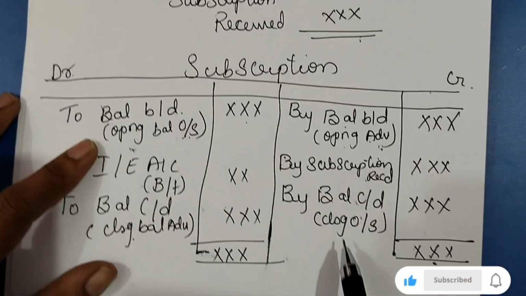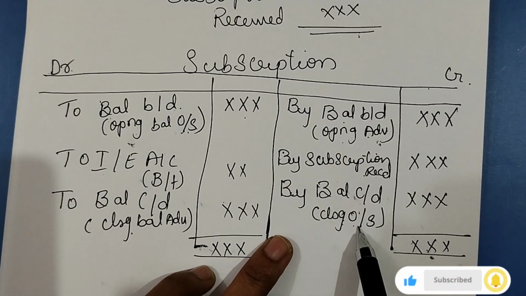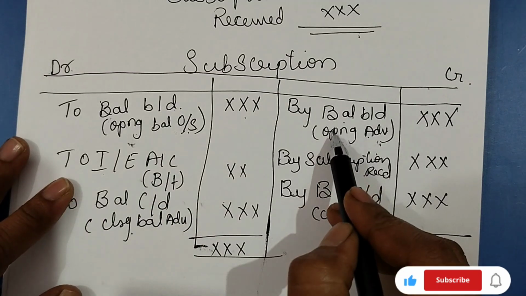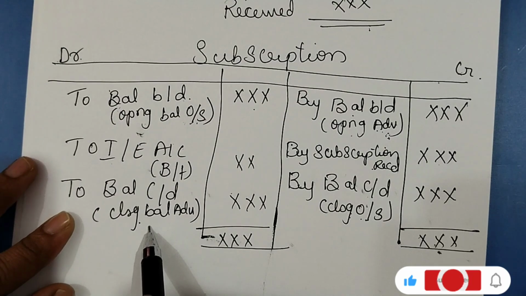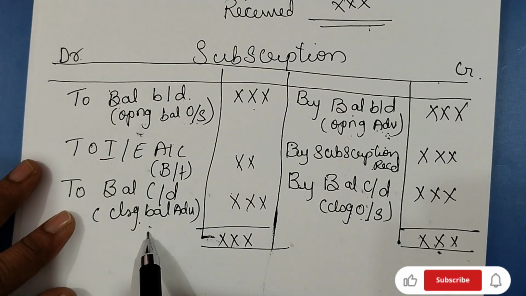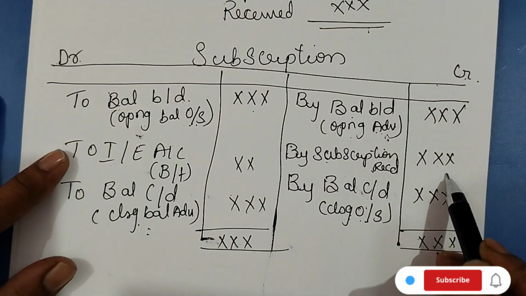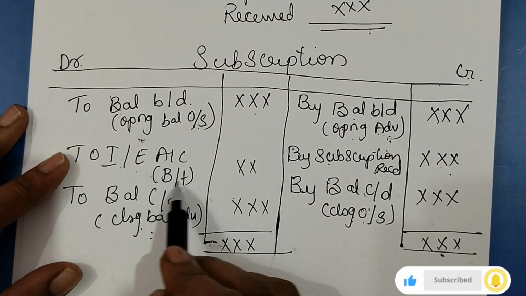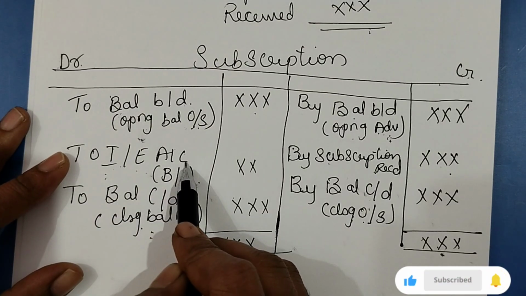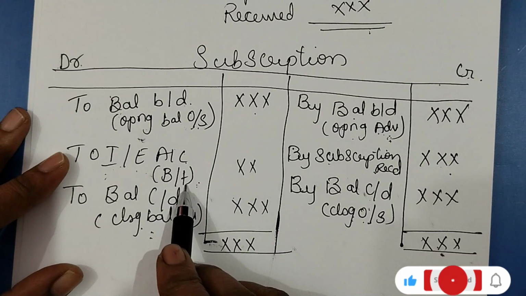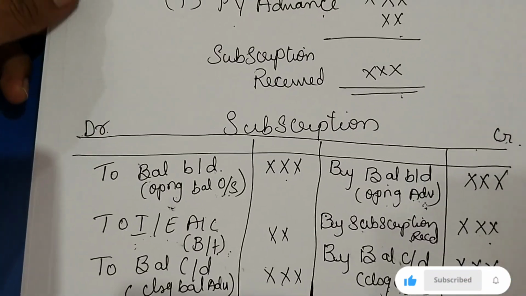The same closing balance of the outstanding amount you are crediting. Here, the opening balance of advance received is credited, and the closing balance of advance received will be debited. Then the subscription whatever you have received, we are crediting. This income and expenditure amount is very important. This amount only we show under the income and expenditure account. This is the balancing figure. With the help of the ledger account, you can easily prepare the total subscription amount.